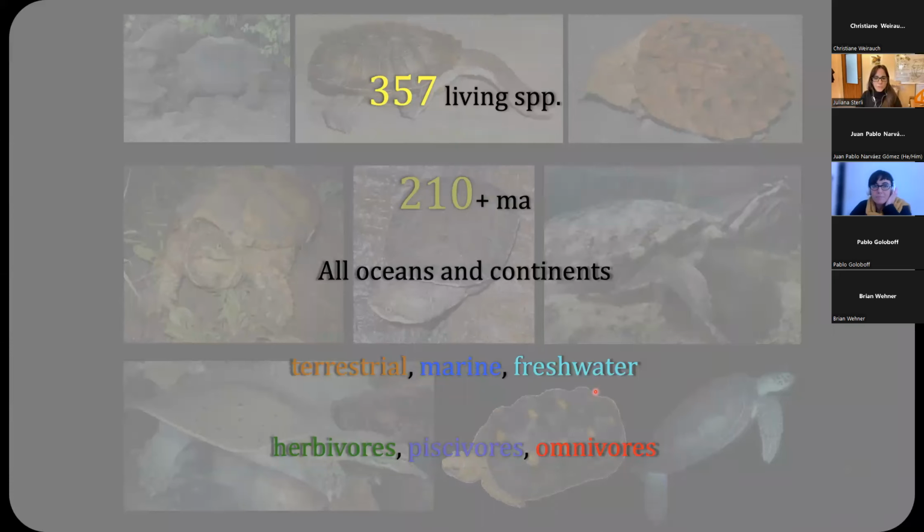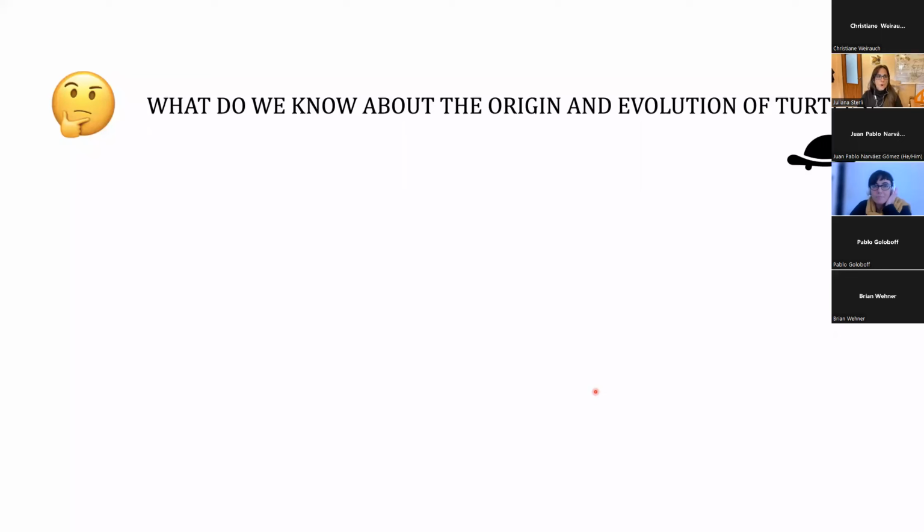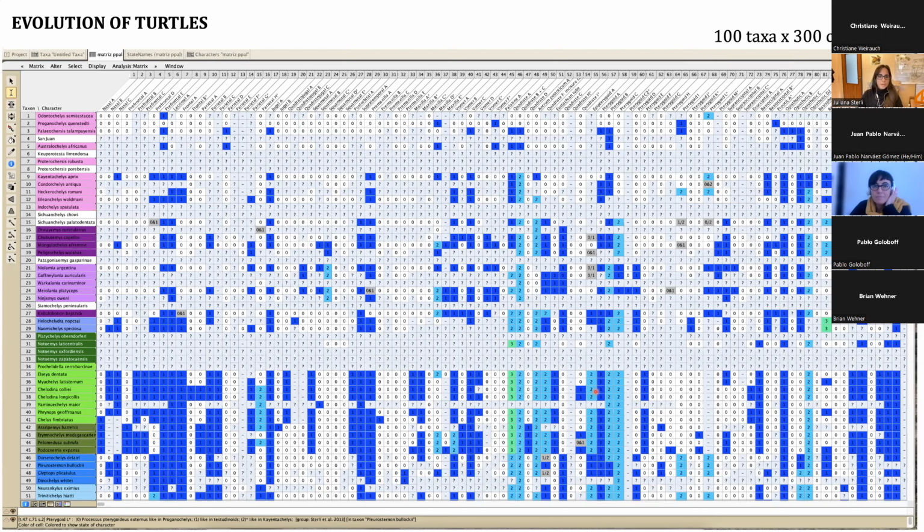But I'm not going to speak in detail about the biology of turtles. I'm going to focus on the phylogeny of this group, mainly on two main questions. So what do we know about the origin and evolution of turtles? Those are my two main questions that I would like to talk about today. What about the early evolution of turtles?